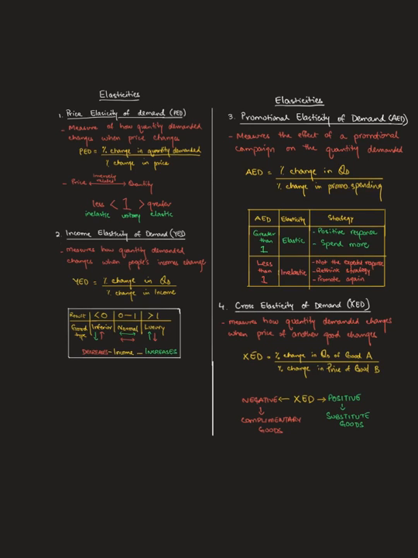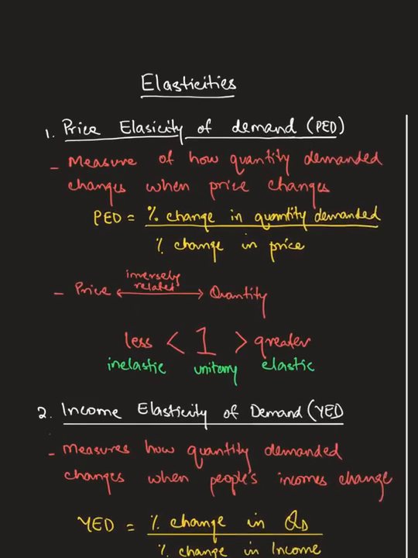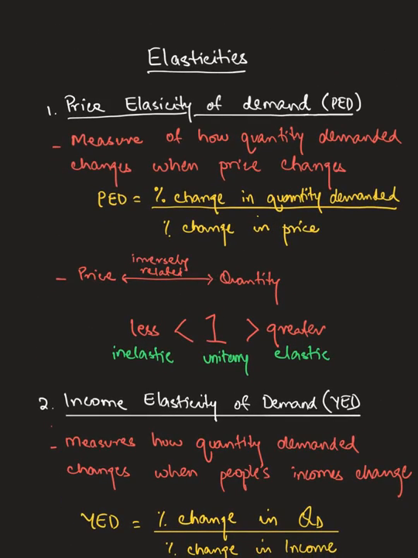Okay, so we're going to look at the 4 elasticities that we need to know for our A2 course individually, and then I'll do a question on it so you get an idea of exactly how to solve it in your exams. Now, this one, price elasticity of demand, we know from our AS course. I'm just going to quickly go through it.